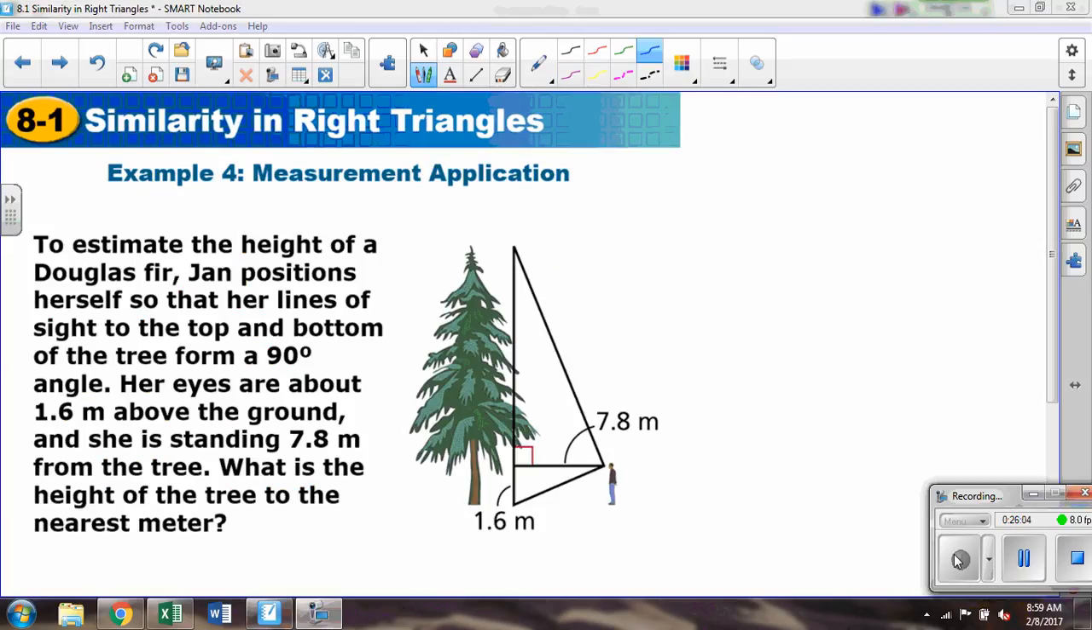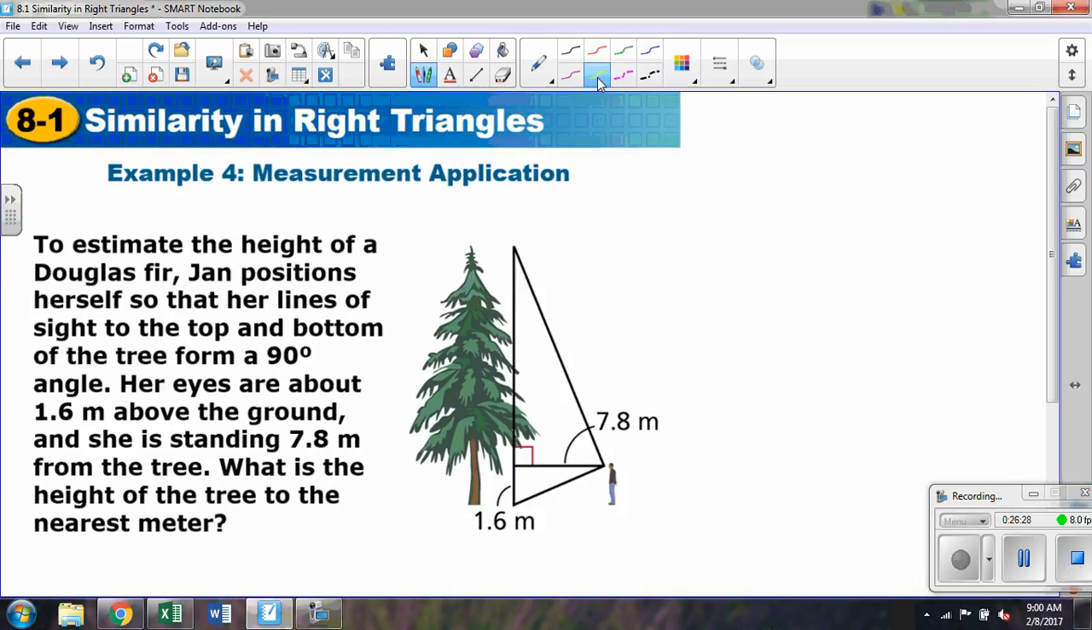All right, and here's our last example for the day. How tall is this Douglas fir? That's all the problem is. How tall is this tree? So you've got a surveyor who basically sets themselves up to create this picture where we know we've got the 90. We know that we've got a 90. So it fits our picture.